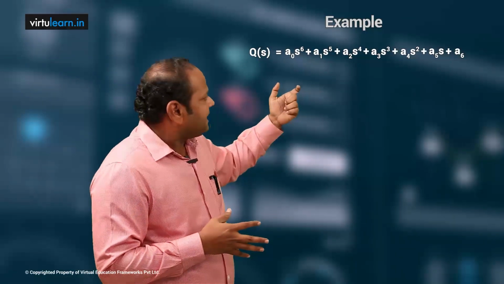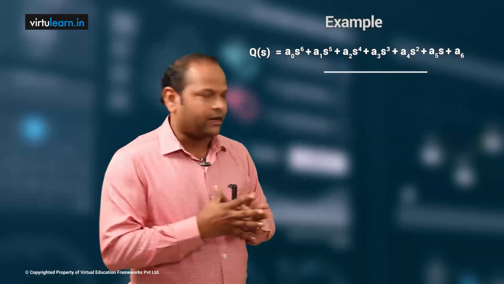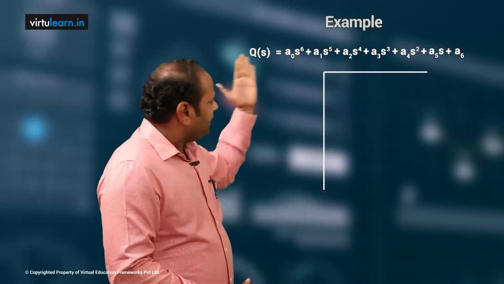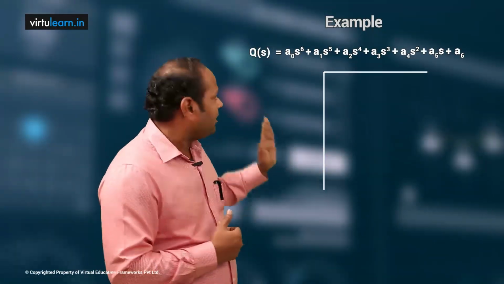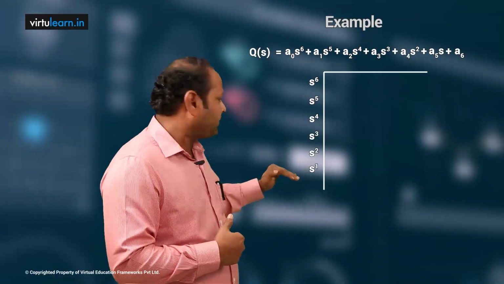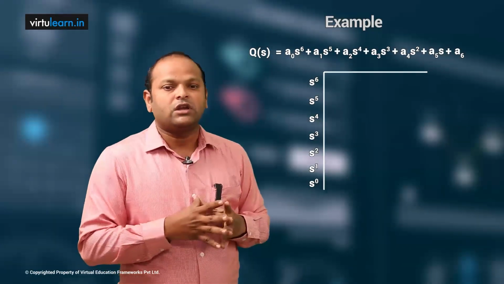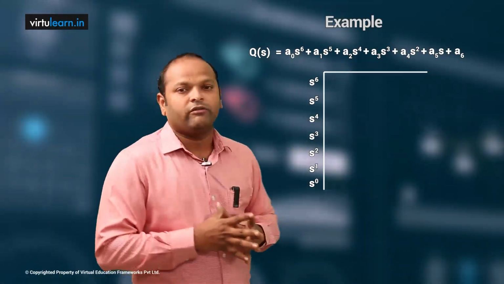Now, from this characteristic equation we form the Routh array. We just now seen how to form the Routh array. Now let us take the left side rows. What are the rows we have? S power 6, S power 5 and so on up to S power 0. So if you count the total number, we have 7 rows. So all 7 rows' elements we should fill.